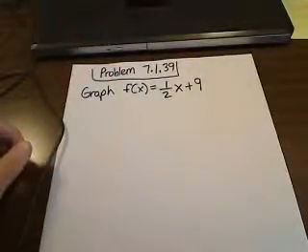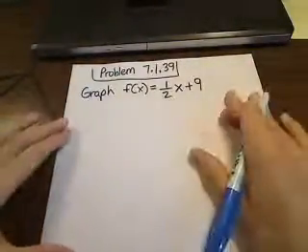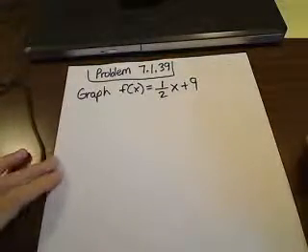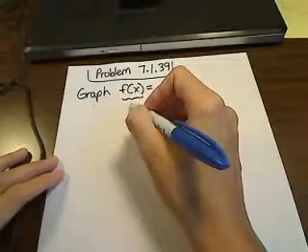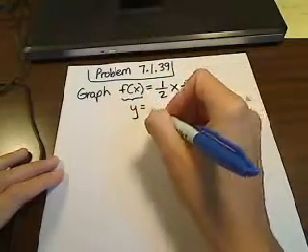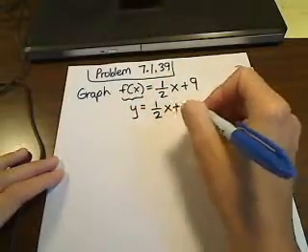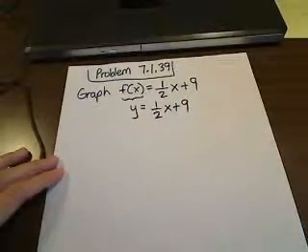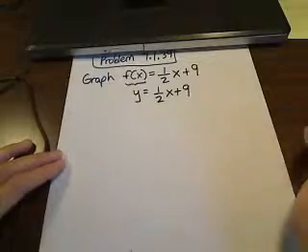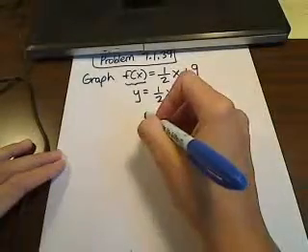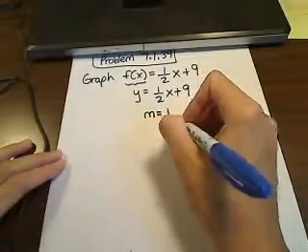So here's another question, problem 7.1.39, and they're asking us to graph f(x) = 1/2 x + 9. And remember that f of x is the same thing as y. So there's a couple of ways to graph this. You can either graph it using an xy chart, or you can graph it using slope and y-intercept. And because of the form it's in, I think I'm just going to graph it using slope and y-intercept.